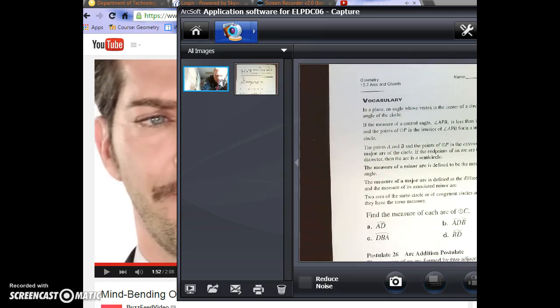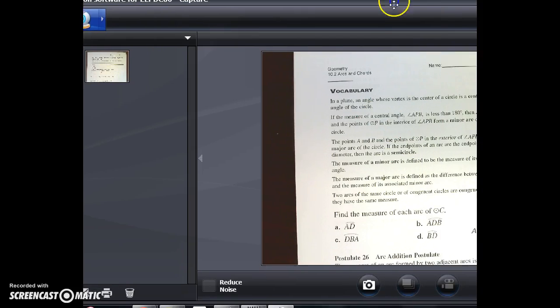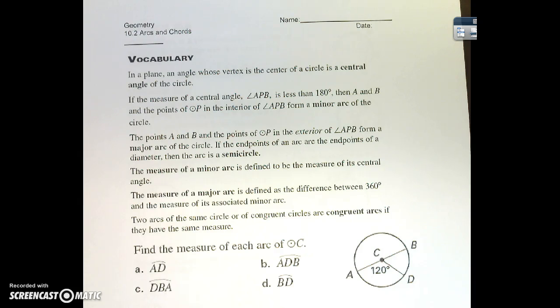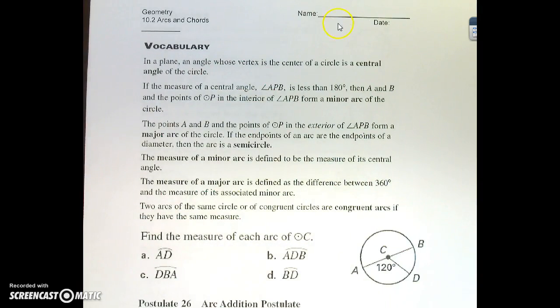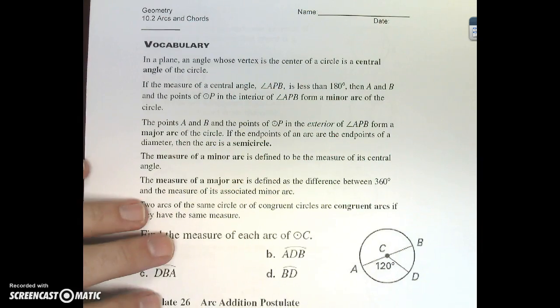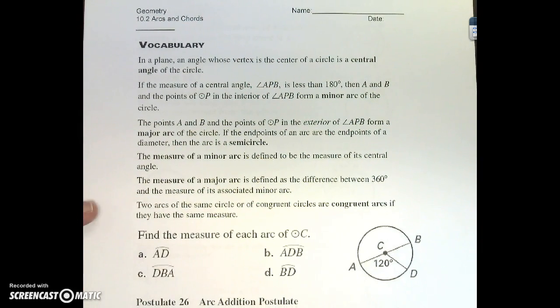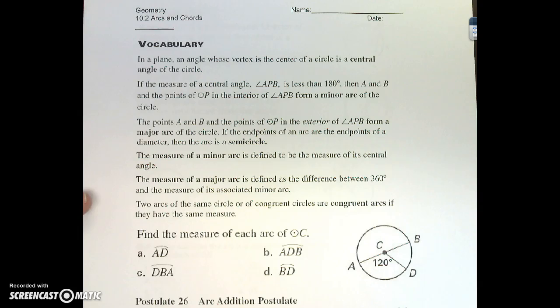Alright guys, welcome back. So today we are going to be taking a look at our next section notes, which is 10.2, arcs and chords. So, let's take a look here for our very first part. A lot of vocab, okay, to start off with. This entire chapter is about circles, so you're going to be hearing tons and tons of vocab.